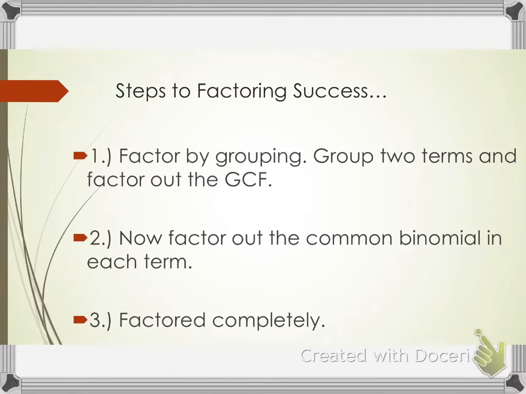So, steps to factoring success. Step 1, I want to factor by grouping. To do that, I want to group 2 terms to have a GCF and factor out their GCF. So group together 2 of your 4 terms and factor out their GCF. You might want to write this down. After that, we're going to do that again with our second pair of terms. So you're going to group together 2 sets of terms and factor out each of their GCFs.